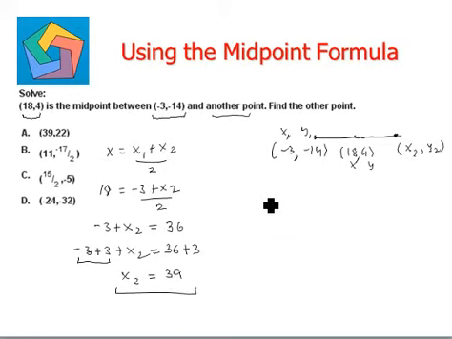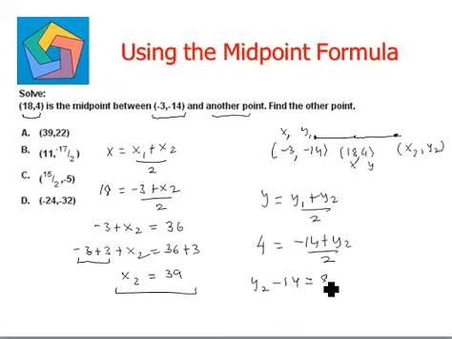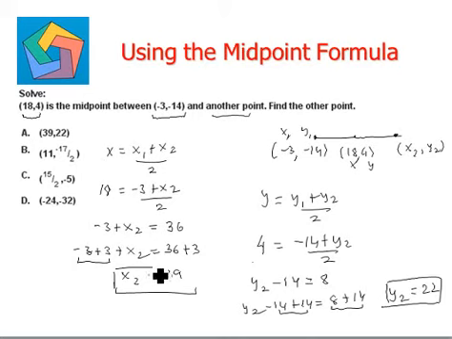Let's find out the other. y equals y1 plus y2 divided by 2. We give y as 4 equals y1, which is -14, plus y2, divided by 2. We cross multiply, y2 minus 14 equals 8. To find out the value of y2, we add 14 to both sides. -14 plus 14 is 0 and 8 plus 14 is 22. So y2 equals 22. So we can say the other point is given by the coordinates 39, 22. This is our final answer and can be seen in option A.